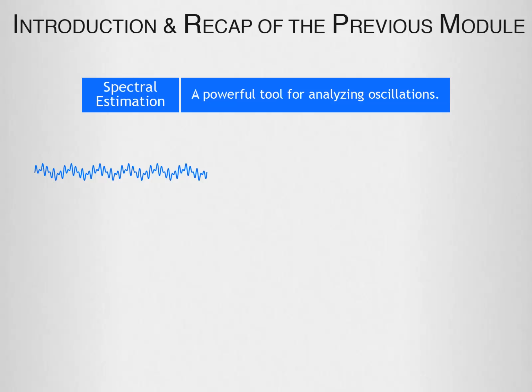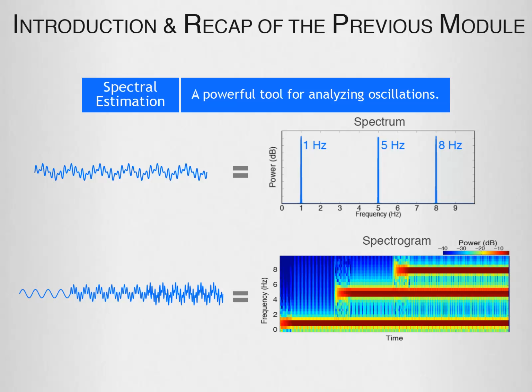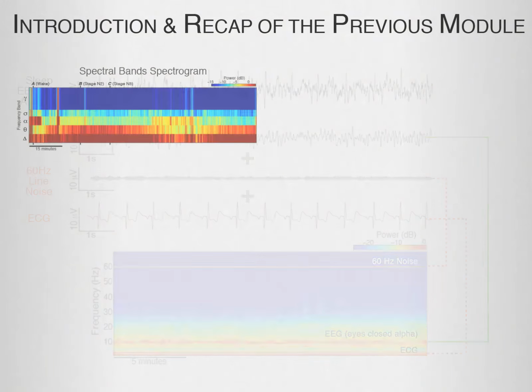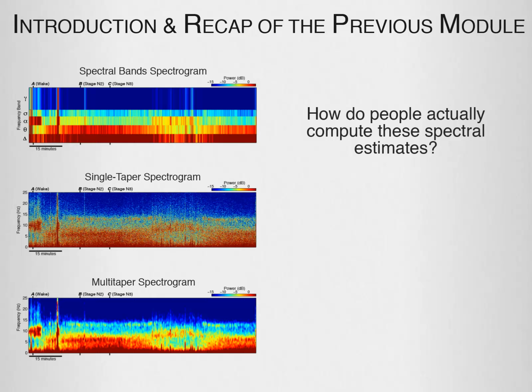Methods of spectral estimation quantitatively break down oscillations in terms of all the different frequency waves that make it up and their oscillatory power. For dynamic or non-stationary signals, we generate a spectrogram that shows the frequency and oscillation characteristics over the course of time. This can allow us to isolate desired components of our signal from the confounding factors. Different methods of spectral estimation can produce drastically different looking spectrograms, but how do people actually compute these spectral estimates?